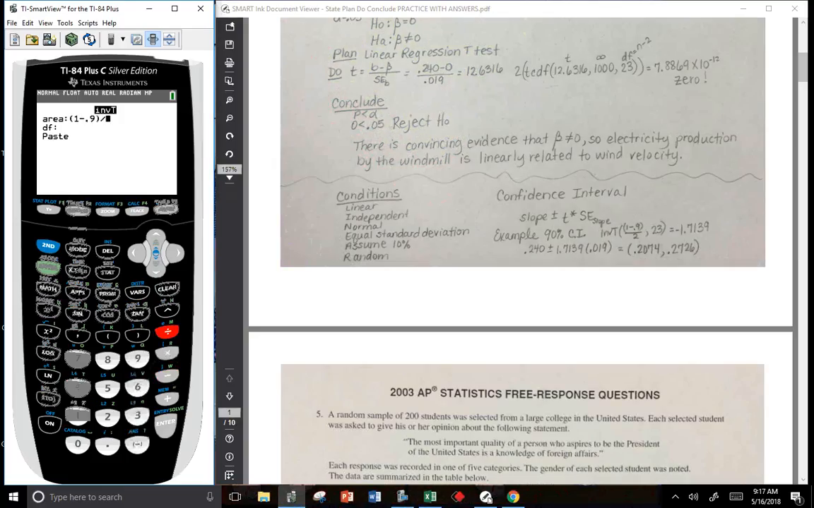Guys, if they asked you to do a confidence interval, do you know that that's also a state, plan, conclude? Yes. Confidence intervals are also state, plan, conclude. And it won't say that, but if it said construct a 90% confidence interval, you would do state: we want to construct a 90% confidence interval to blah, blah, blah. Plan: I'm going to do a linear regression t interval. Conditions: linear. Show the work I showed. Conclude: we are 90% confident that the interval from 0.2074 to 0.2726 captures the true slope of the, remember all this?